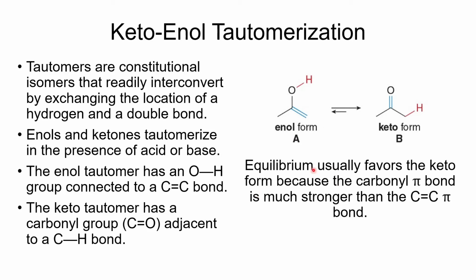All right. Equilibrium for this will usually favor the keto form, and that is simply because of the difference in energy. It turns out that the pi bond in this carbonyl is much stronger than the carbon-carbon pi bond. And because it's much stronger, this is the favored product. Now, there are some unusual examples where the enol form is the favored product, but usually there's something else going on in that, and we will see that in a chapter next semester.